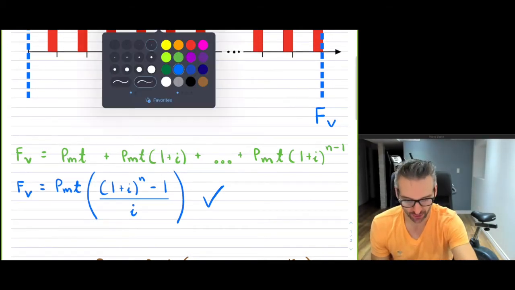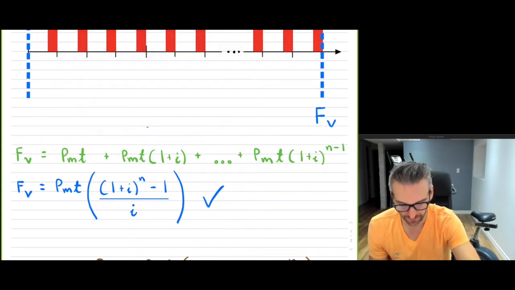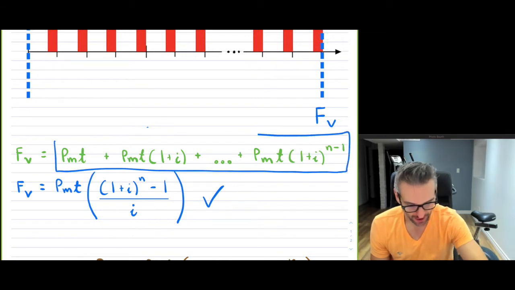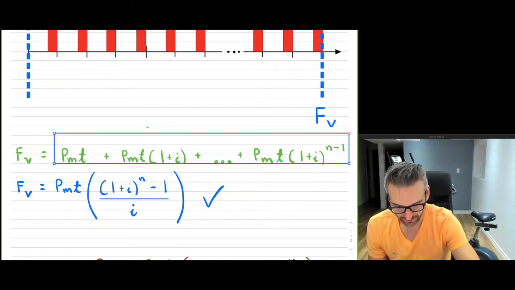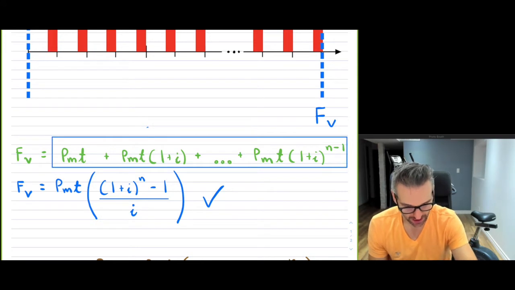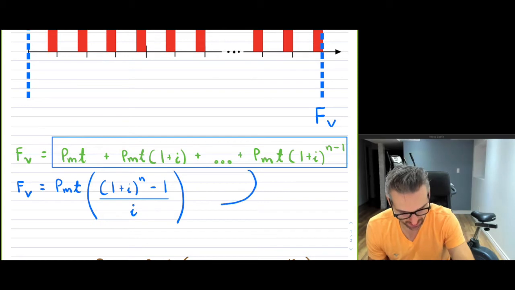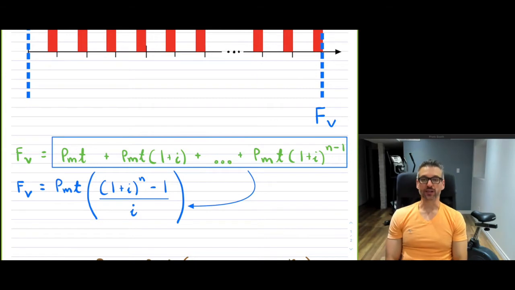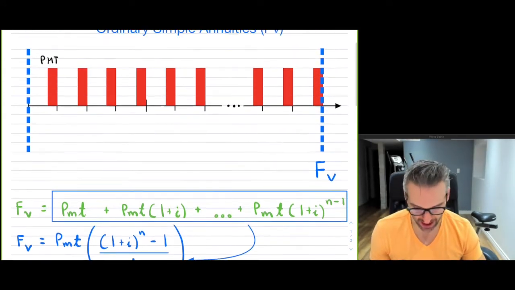And in particular, what I want you to keep in mind is actually how this thing right here, let me put it in a box, how it matches, because this simply is that. So that's what that is. Keep that in mind because I'm going to use that to actually derive the present value formula.